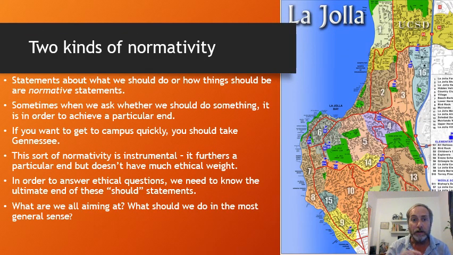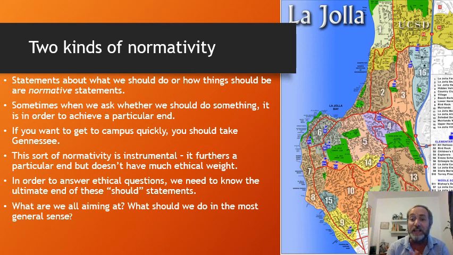There are two kinds of normativity, right? So one kind is like, what should I do if I want a particular end, right? So that is a normative statement, right? So if it's Tuesday at 3 p.m. and I say, oh, how can I get to class? What's the quickest way to get to class? How can I get to class quickly? And you might say, oh, take Genesee, right? So that's a should statement, right? You should take Genesee, but it's constrained to a very particular end, right?